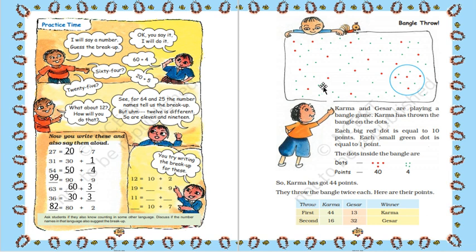Now come to the next part, that is a bangle throw. See this, Karma and Geser are playing a bangle game. Karma has drawn the bangle on the dots. Each big dot is equal to 10 points and each small dot is equal to 1 point. The dots inside the bangle are 4 red dots. It means it will become 40 points, and 4 green dots it will become 4, and together it will form 44 points. And in this way you can also make this game and you can also enjoy it.